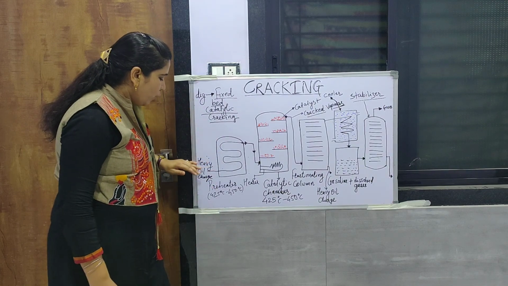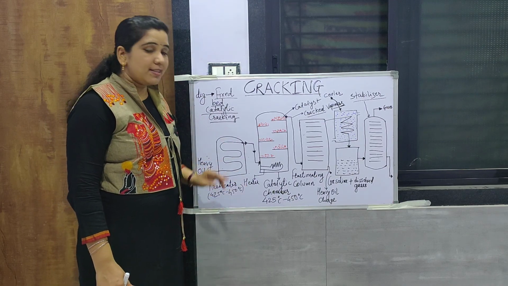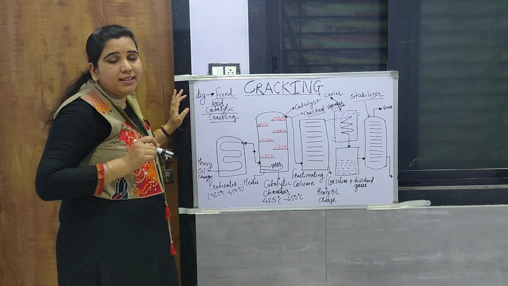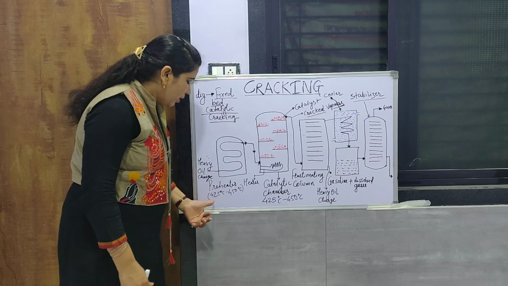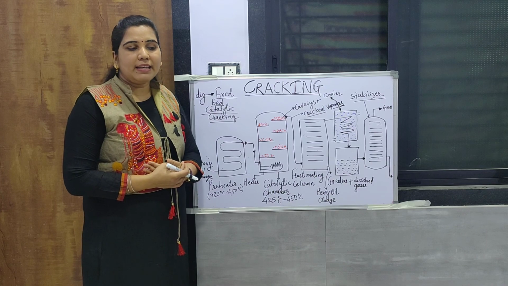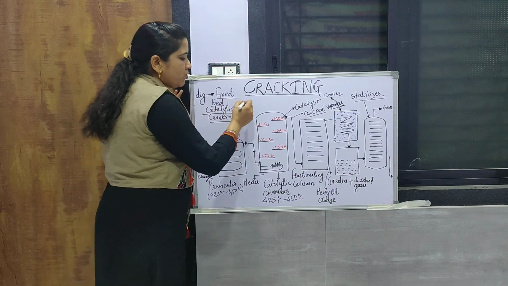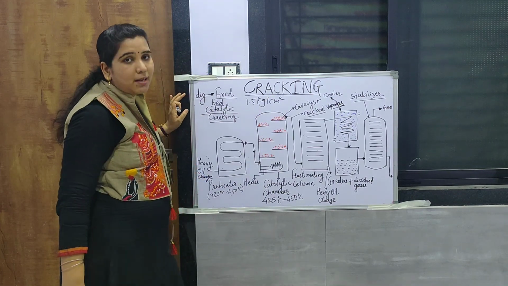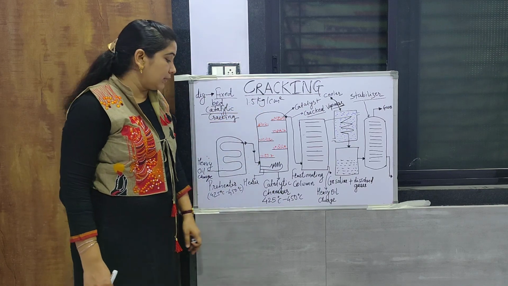At first the heavy oil charge is passed through the preheater. The temperature is the same in both the preheater and the heating chamber, or catalytic chamber. So the temperature is 425 to 450 degrees Celsius. In fixed bed catalytic cracking, 425 to 450 degrees Celsius temperature is used, while the pressure used is 1.5 kg per square centimeter. It is very low compared to thermal cracking. So simply 1.5 kg per square centimeter pressure is used.